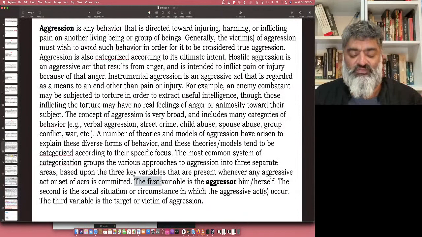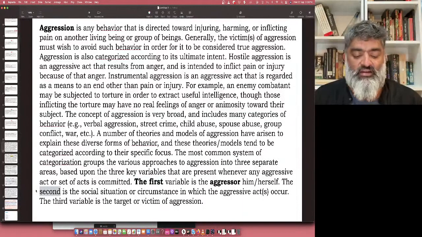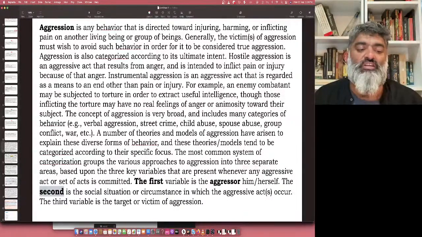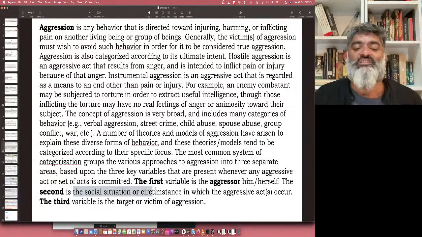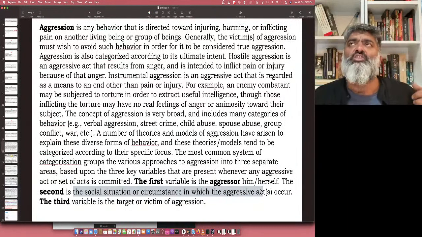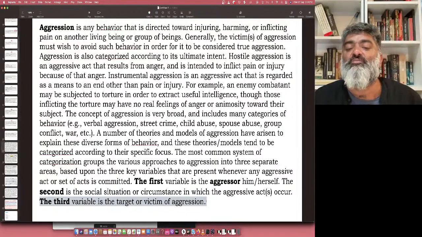Also, I've learned at least this much in my reading ideas, right? If I see a first, let me look for a second, and let me look for a third. Okay, then let me quickly read this also. The first variable is the aggressor. The second is the social situation or circumstance in which the aggressive act occurs. Okay, so Ram kicked Sham. Ram is the aggressor, and Ram kicked Sham in the market or in a cricket match or at home because of some conflict. That is a social situation. And the third variable is the target, who got attacked, right? And in this story, Sham got attacked.